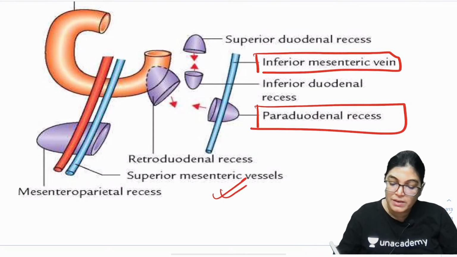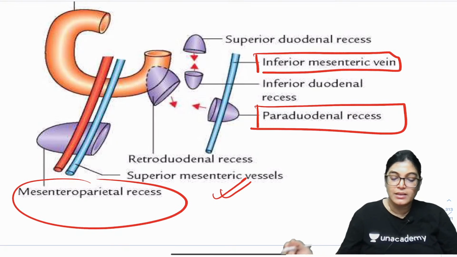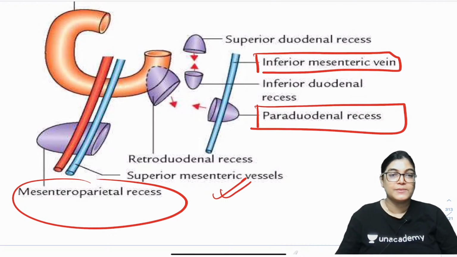Other than that, the superior mesenteric vessels lie in the mesenterico-parietal recess. Mesenterico-parietal and retroduodenal recesses are sometimes present. Is it okay, everyone? Got the idea of all the duodenal recesses and what they contain? The content of the paraduodenal recess is the inferior mesenteric vein, and the mesenterico-parietal recess is crossed by the superior mesenteric vessels.